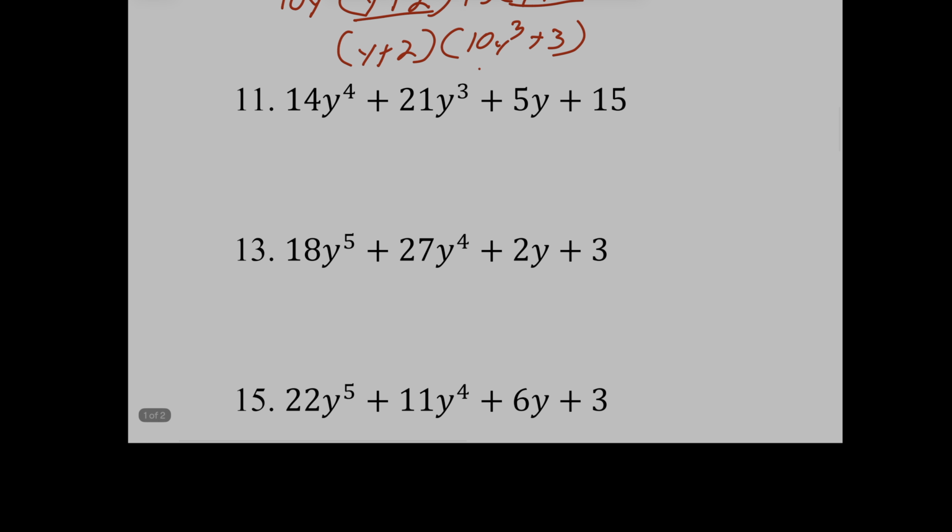What's the same on these two on the left? I can pull out a 7 from both. That's my biggest, and I can pull out a y cubed. Well, what's left over? 2y plus 3. Now, how about the second half right here? I can pull out a positive 5. What's left over? A y plus 3. Hey, look, they're not the same. Oh dear.